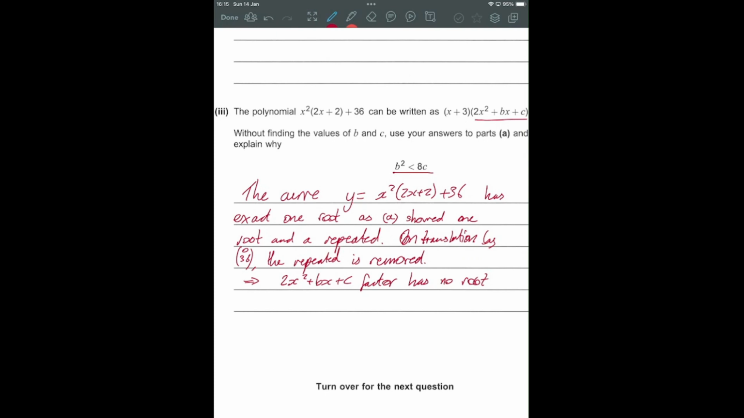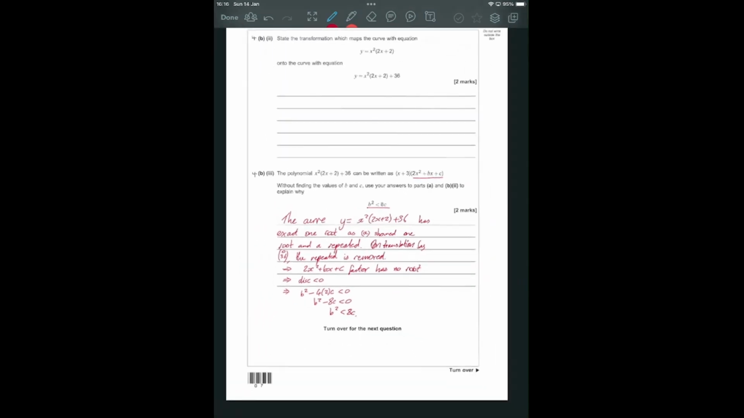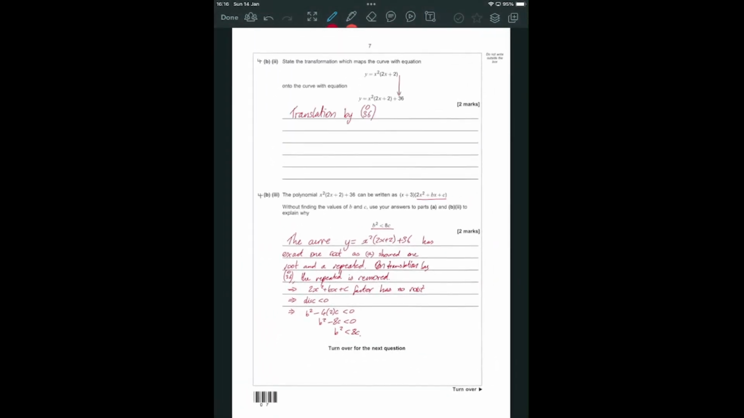So now going back to the other form of this cubic. And if you've got no roots, that means your discriminant is negative. I've used way more lines than I really needed to. b squared minus 4 lots of 2 lots of c is negative. b squared minus 8c is negative, or b squared is less than 8c. I didn't use the whole lines. I did use a little extra space. But I did justify the single root in a bit more detail than I maybe needed to.